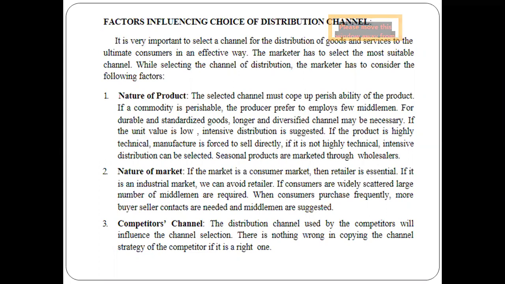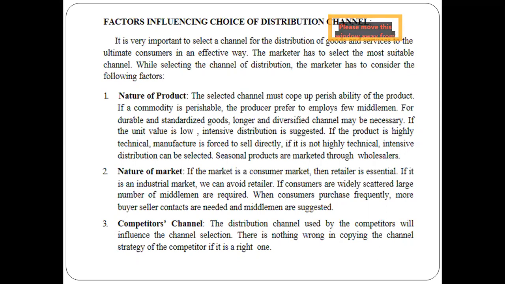The selected channel must cope with the perishability of the product. If the commodity is perishable, the producer prefers to employ few middlemen. If durable and standardized goods, a longer and diversified channel may be necessary. If the unit volume is low, intensive distribution is suggested. Then the second is nature of market.